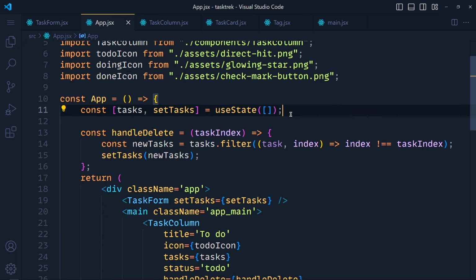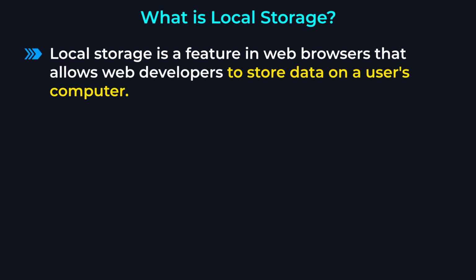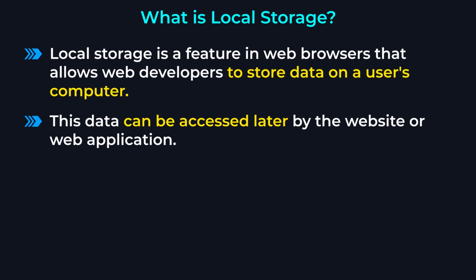Now you might ask, what is local storage? Local storage is a feature in web browsers that allows a web application to store data on the user's system. This data can be accessed later by the website even if the user closes the browser and opens it again. So we store all our tasks in local storage, which is different for each user, and after that in our App component, we will pass that old task as the default value.